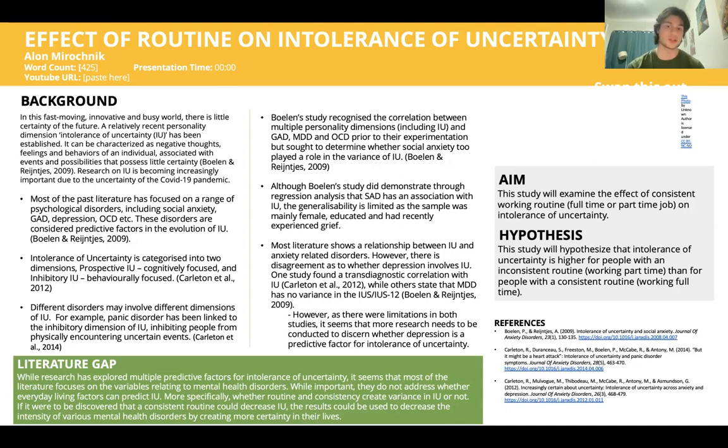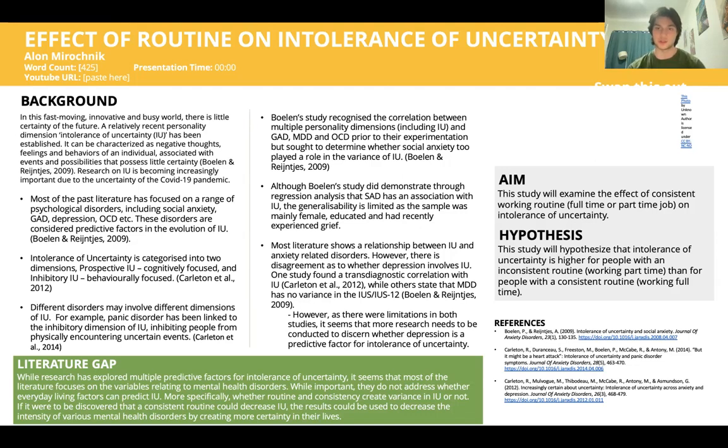Most of the literature shows a relationship between intolerance of uncertainty and anxiety-related disorders, but there actually is quite a bit of disagreement as to whether depression creates variance too. So Carlton, in another study, found a trans-diagnostic correlation with IU. That means that he found that it almost affects every single mental disorder. But others, like in Boland's study, found that depression has no variance in his scale of intolerance of uncertainty. But because there were limitations in both studies, there definitely needs to be more research to discern whether depression is considered a predictive factor for intolerance of uncertainty.